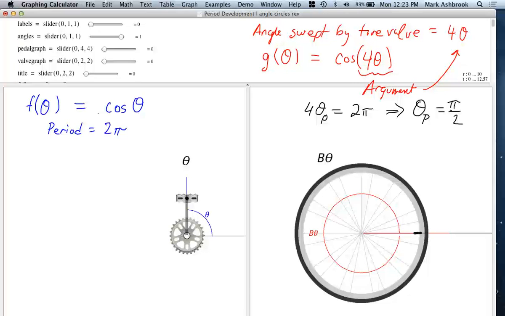Okay, so it's that angle of pi over 2 that gives us one full cycle. Well, that's the period then. That's the period of G, pi over 2. So let's talk about the graph then.